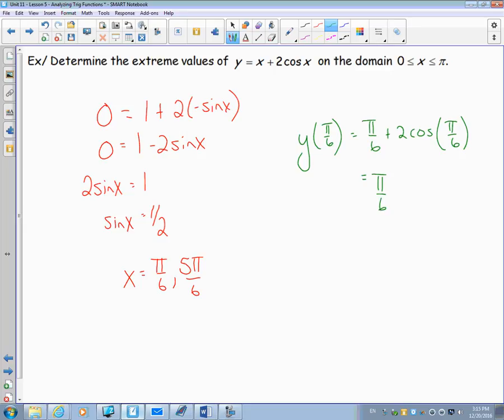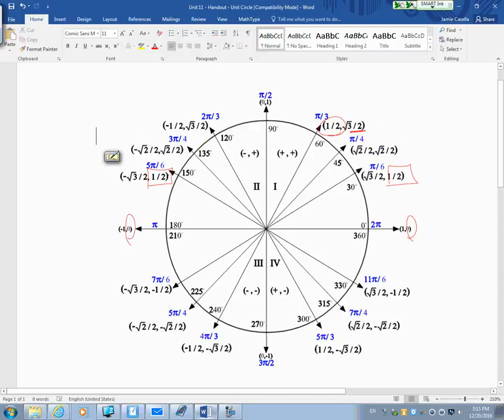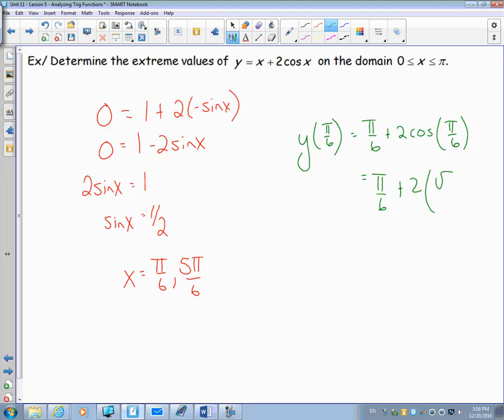But cos pi over 6 is a number on my circle. So cos of pi over 6 is root 3 over 2. So let's replace that. Root 3 over 2. What do we get? Pi over 6 plus root 3. So there's one of our extreme points: pi over 6, comma, pi over 6 plus root 3. Again, they're not nice points, but we're trying to eliminate decimals, if you will. We want to have just numbers.